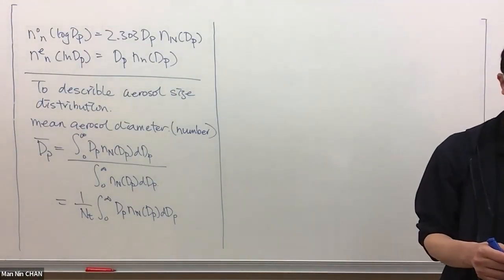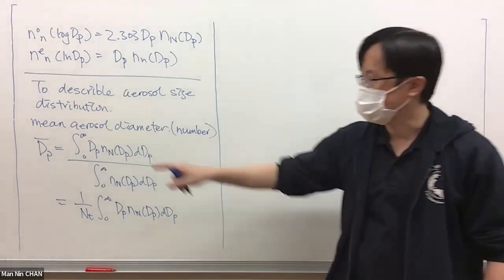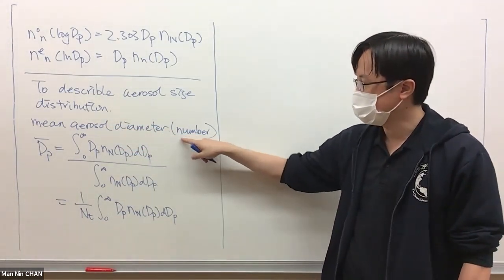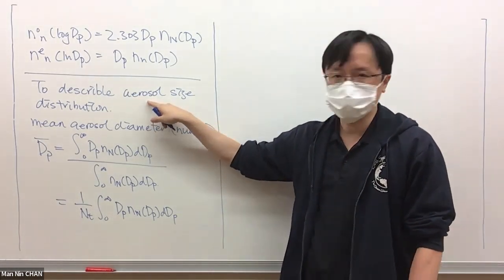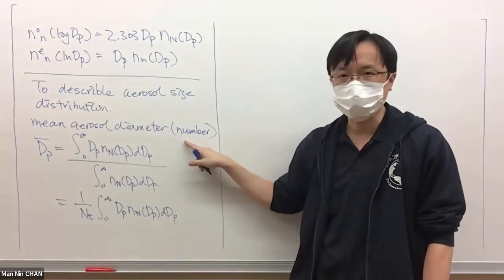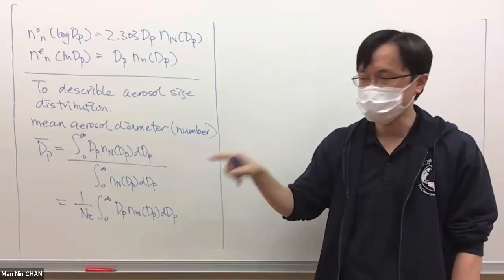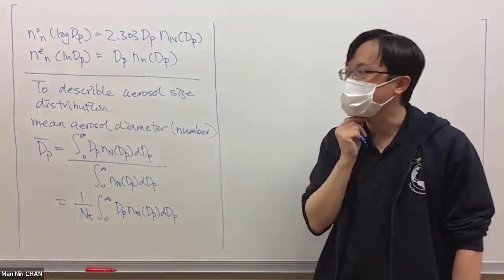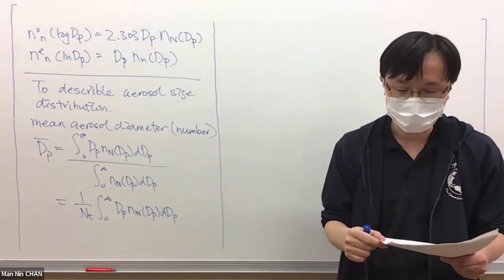Just to quickly remind you, you can also do this for your surface mean aerosol diameter or your volume, because now you're just using the number. Remember, most of the time in aerosol studies you can present your data in terms of the number distribution, or in the surface area distribution, and also the volume. Therefore, you can have the mean diameter in terms of number, surface area, and also volume.